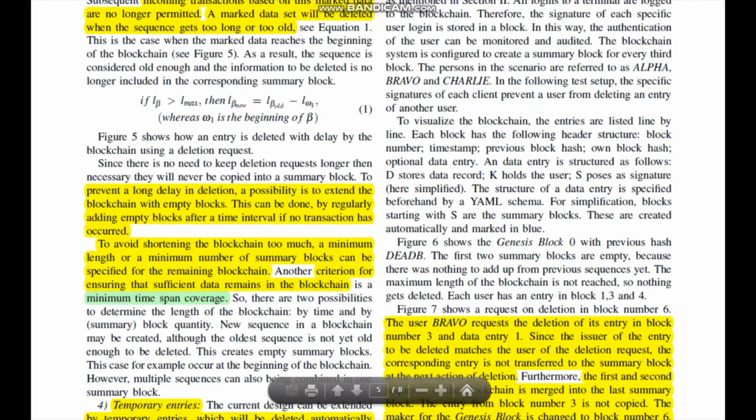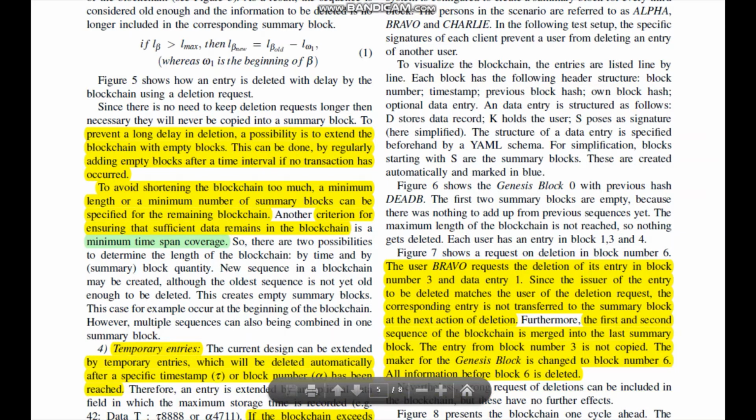So a new sequence in the blockchain may be created although the oldest sequence is not yet old enough to be deleted. This creates empty summary blocks. This case, for example, occurred at the beginning of the blockchain. However, multiple sequences can also be combined in one summary block.